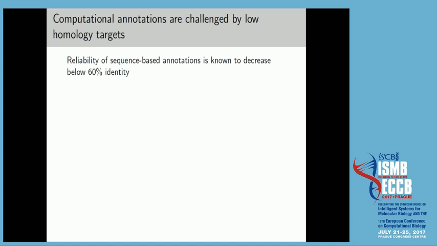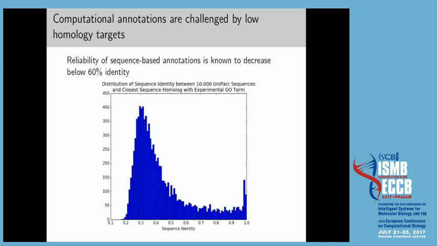And to show how depressing this really ought to be, we took a random sampling of 10,000 protein sequences from UniParc and just made a histogram of their sequence identity to the nearest experimentally annotated homolog. And this looks really bad because definitely most of the mass is below this 0.6 identity where you start to see problems, and the peak of this distribution is right around 30% sequence identity.